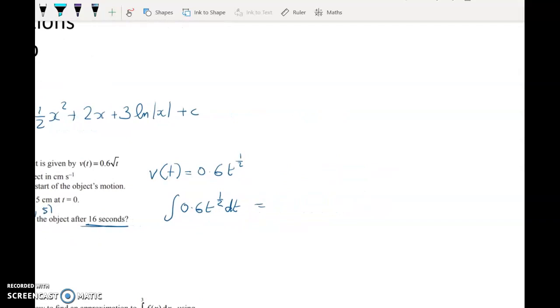That gives us 0.6 times, leave a gap for the coefficient. Well, the power is going to go up by 1 to 3 over 2. When we differentiate it back, we're going to get this coming down. So we have to undo it by timesing by 2 over 3. Now we've got our plus c. So that gives me 0.4 t to the 3 over 2 plus c. Sorry, that's not v, that's s.